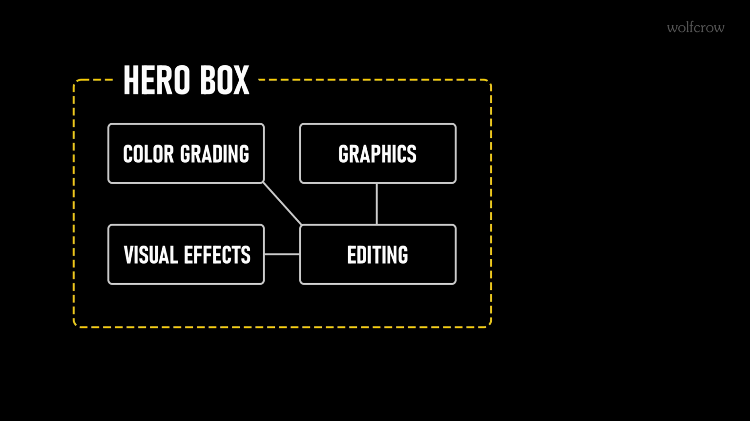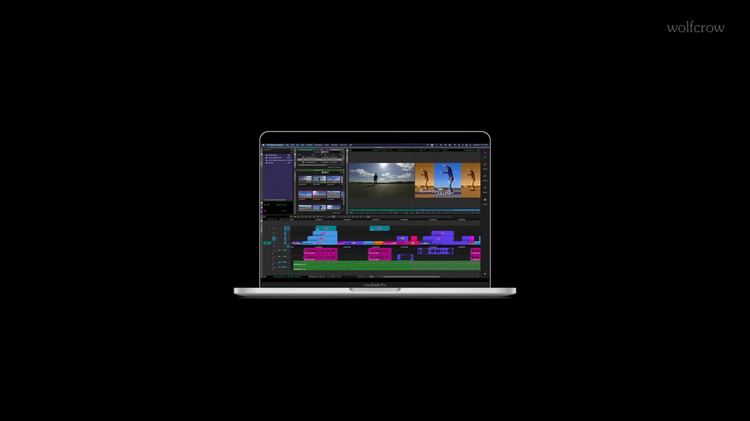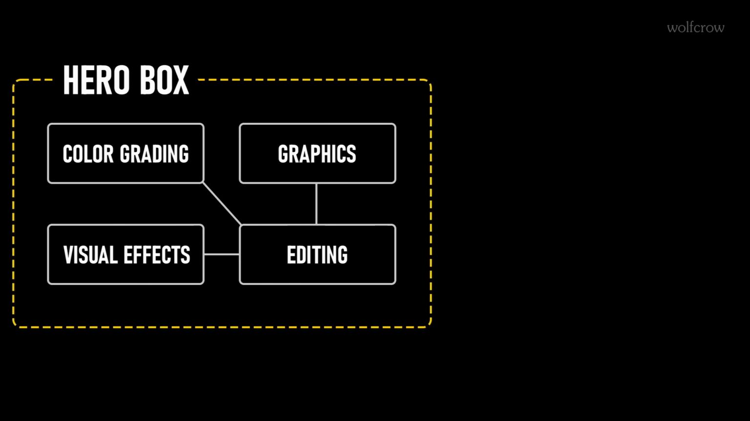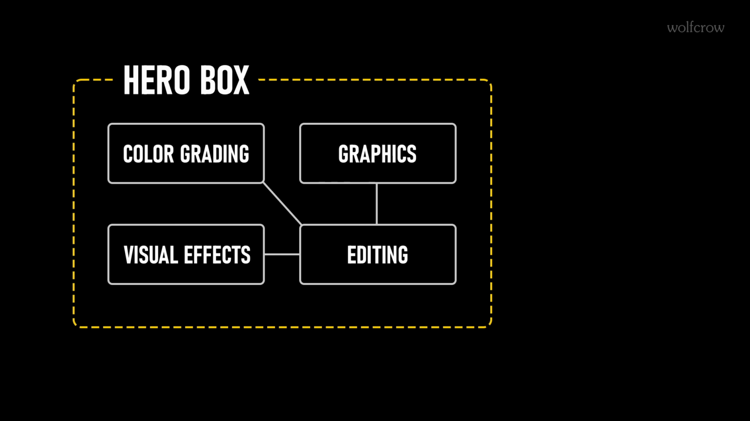That's why the Hero Box exists. A Hero Box is a single machine with one software that combines editing, visual effects, and color grading. Let's say an editor insists on using their own system for editing. Once editing is complete, the project is moved to the Hero Box for color grading, effects, and finishing.